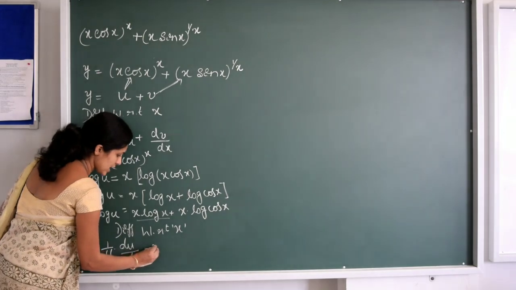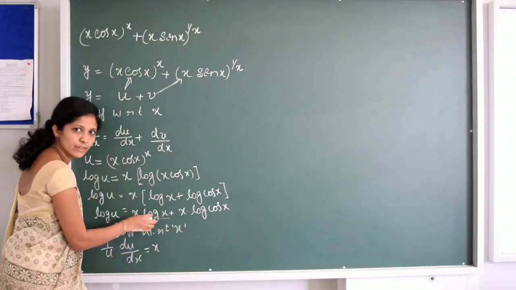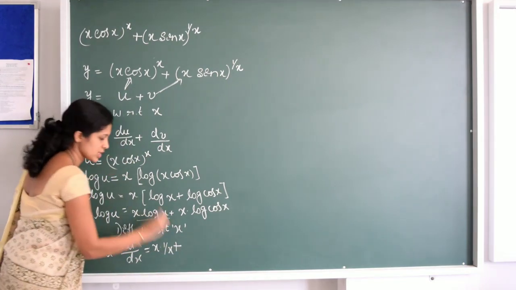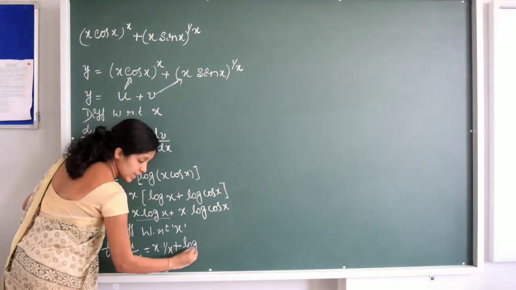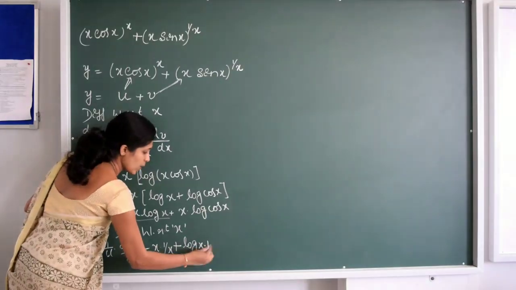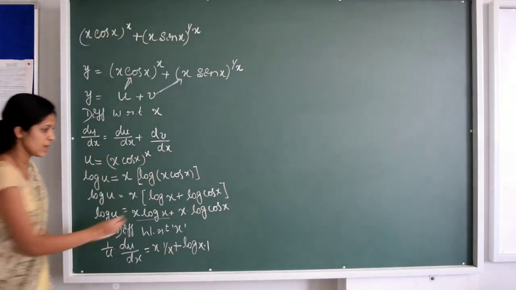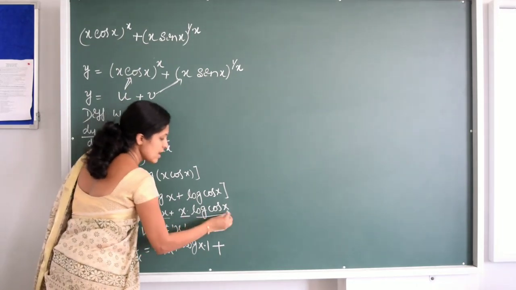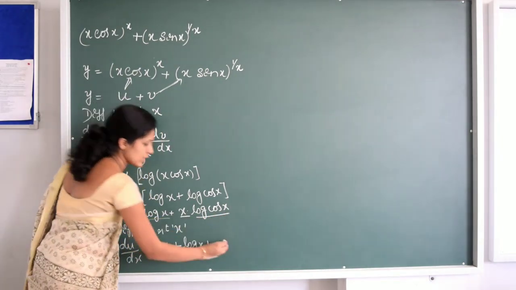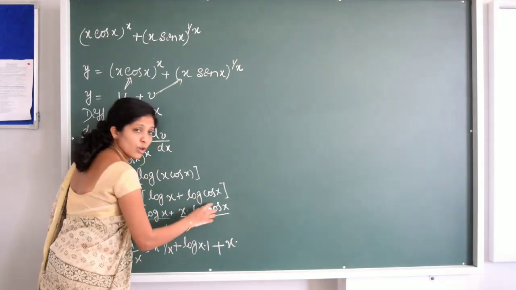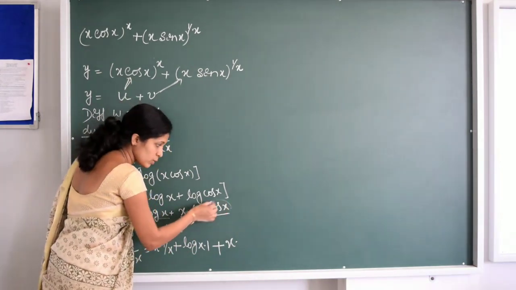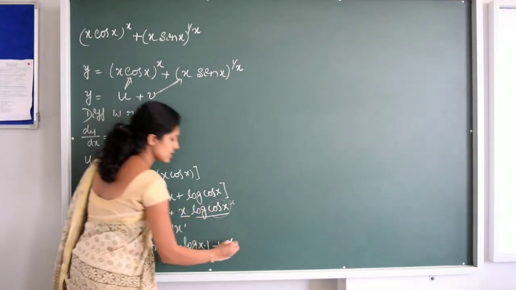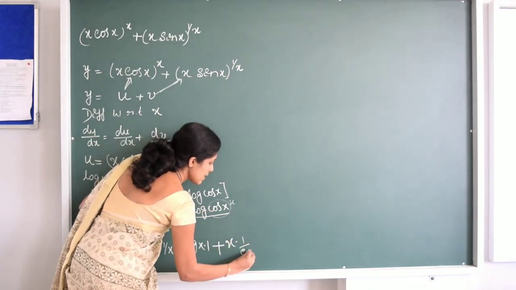So the first function I write as it is, x into derivative of log x, which is 1 by x, plus we keep the second function as it is, that is log x into derivative of x, which is 1. I hope you are understanding this one. Plus again here two functions are there. x we will keep as it is, and the derivative of log of cos x has the form log x, so derivative of log x will be 1 by x. In the place of x here we have cos x, so 1 by cos x.